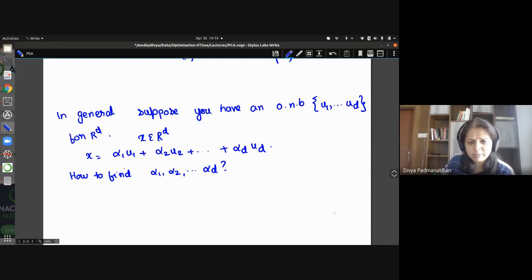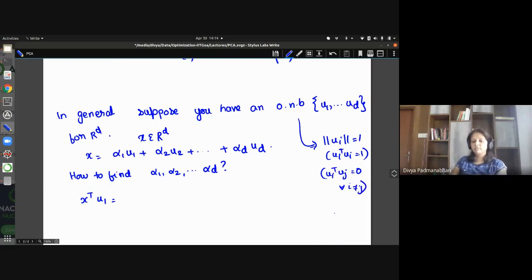Remember U1 to UD are all orthonormal. Now if you take the dot product of X transpose U1, when we say that these are all orthonormal, what it means is that the norm of all these vectors is 1, or Ui transpose Ui is 1, and Ui transpose Uj equals 0 for all i not equal to j. For all the pairs, you have this. So this is the orthonormal basis: a set of orthonormal vectors is this, and there are d of them.